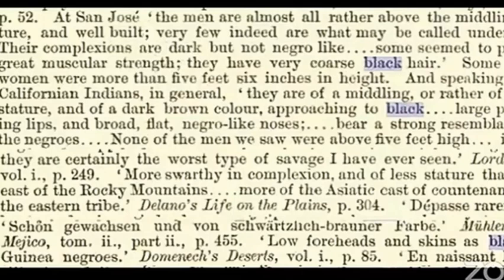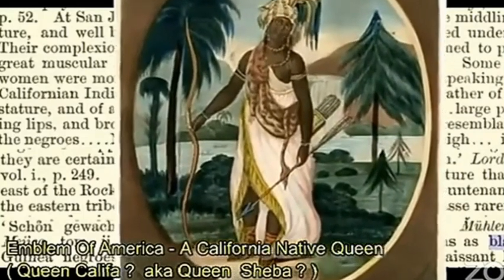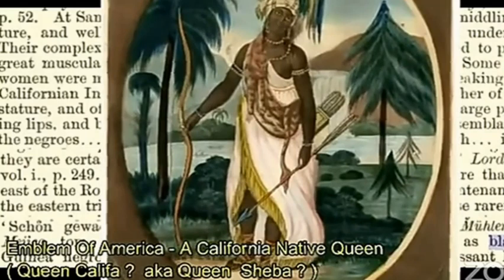And speaking of the Californian Indians in general, they are of a middling or rather of a low stature and of a dark brown color, approaching to black. What does all this mean? Large projecting lips and broad, flat, Negro-like noses. Again, large projecting lips and broad, flat, Negro-like noses. Who are they describing? They're describing you.